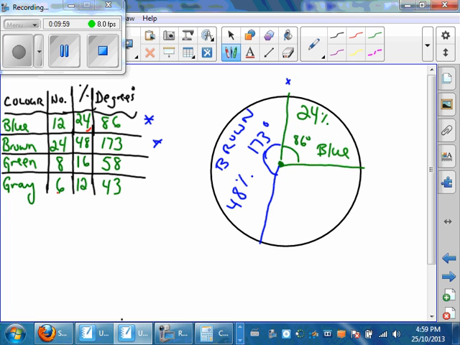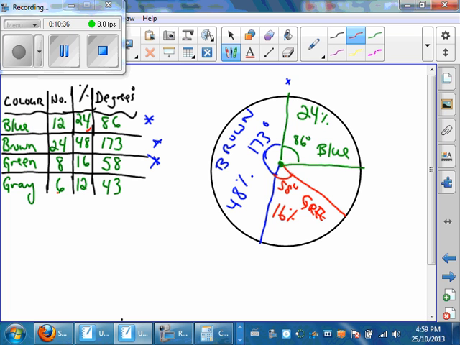All right, now our second to last one is going to be green, and we know that we're dealing with a 58-degree angle here. What we would do is measure across, and it's slightly larger than 45 degrees. So we'll be measuring across, and it looks something like this. We'd say this here is a 58-degree angle, and that is 16% of the population has green eyes.